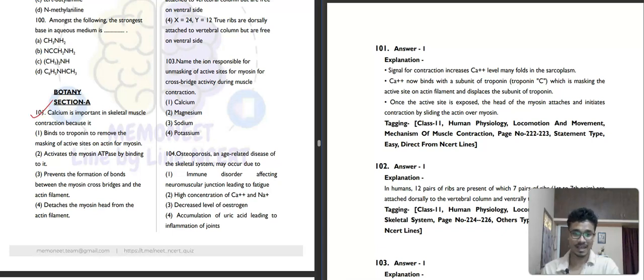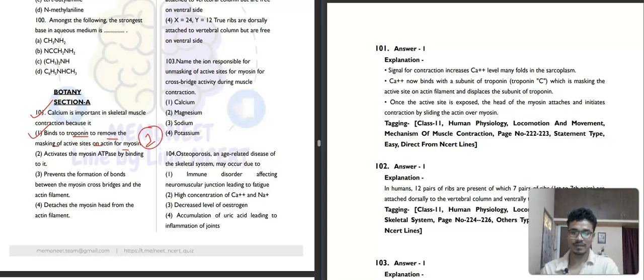It is saying that calcium is important in skeletal muscle contraction because what is the function of calcium in the contraction of muscle, skeletal muscle? So it basically binds to troponin to remove the masking of active sites on actin for myosin. So this is the perfect one. This is the most suitable answer. Let's read the other options as well.